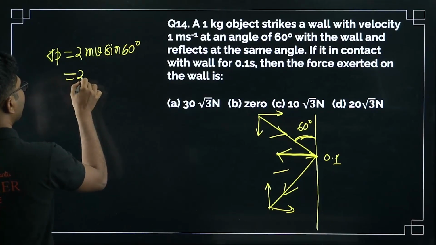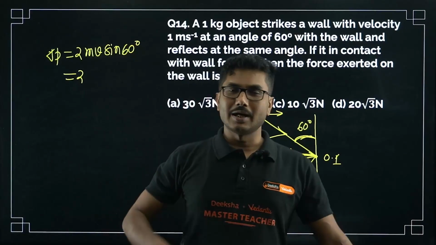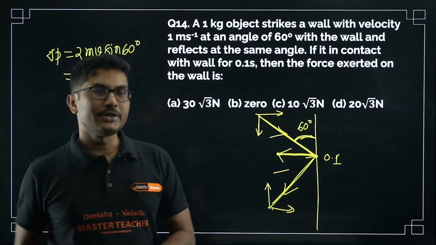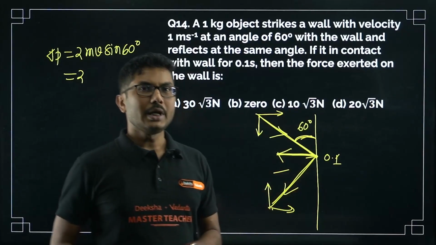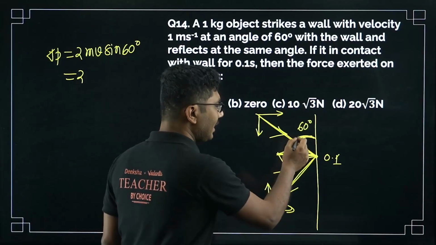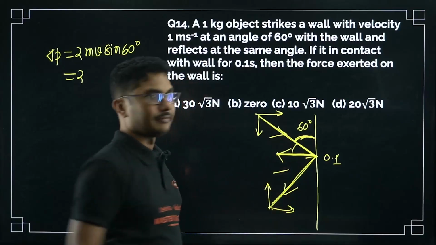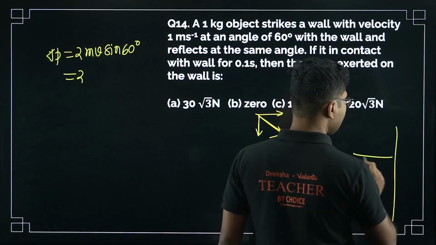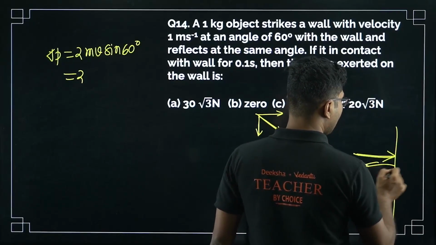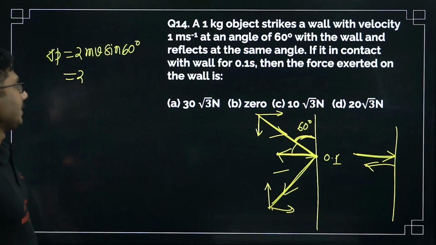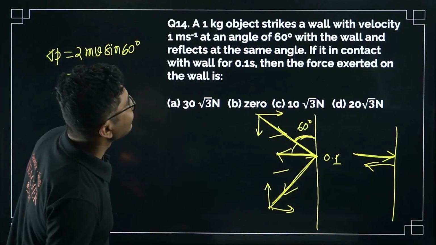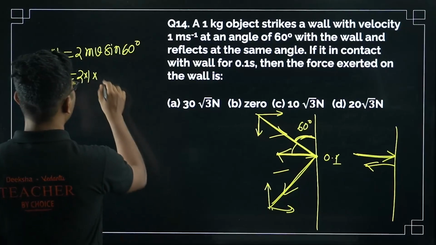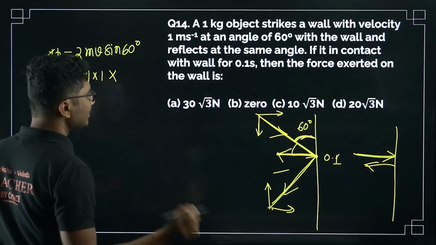Whenever a ball is striking a wall at some angle, you have to remember that the change in momentum will be 2 mv sine theta. If the other angle is given, it will be cos theta. But it will always be 2 mv, and if it is hitting the wall directly, it will be just 2 mv. So mass is given as 1 kg, velocity is 1 meter per second, and sine 60 is √3/2.